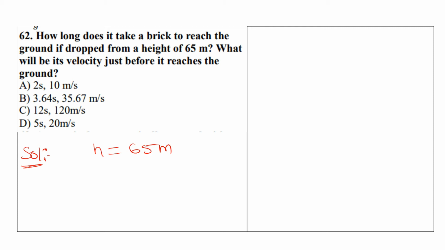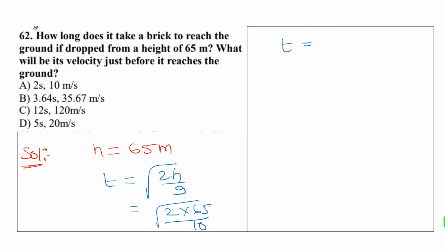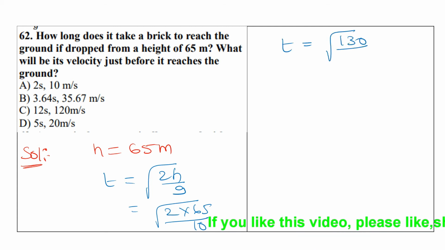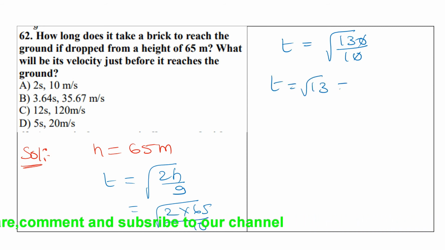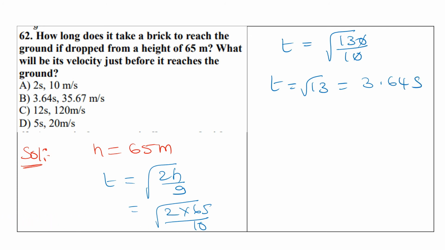So now t equals root of 2h by g. Substituting h as 65, t equals root of 130 by 10. The 0s cancel. t equals root 13, approximately 3.64 seconds.